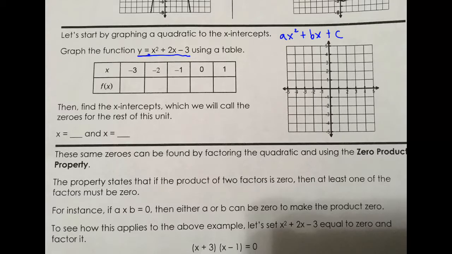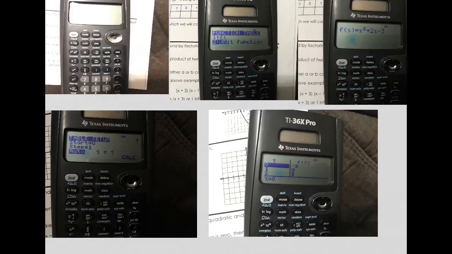What we're going to do in order to graph this is we're going to use the table in our calculator. I'm going to go over to some images here, and then I'll come back to this page. All right, so the first thing we want to do is go to the table key, which is right here on your calculator. I'll circle that, table key. Once we get in there, you're going to go down to edit function. Again, I'll circle that.